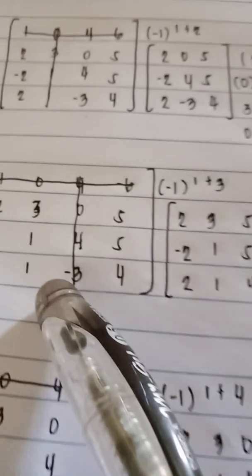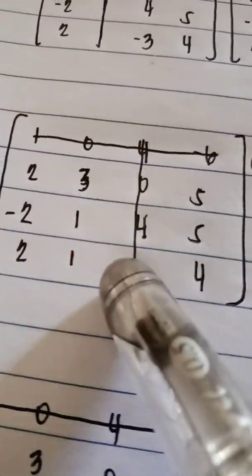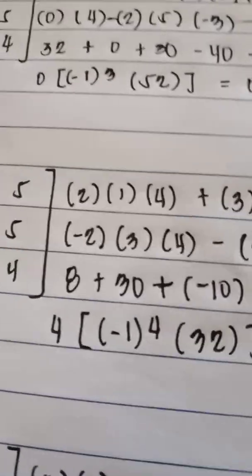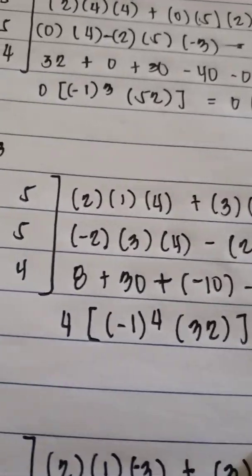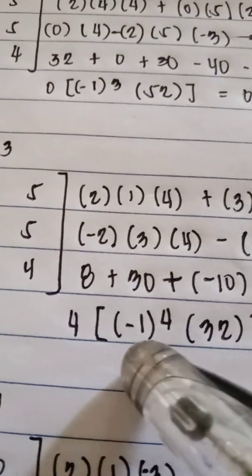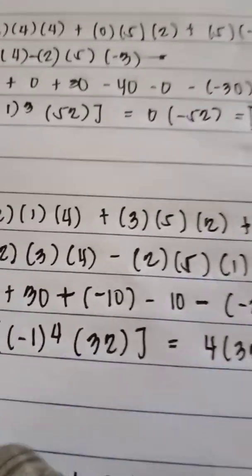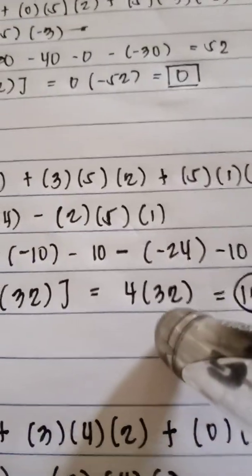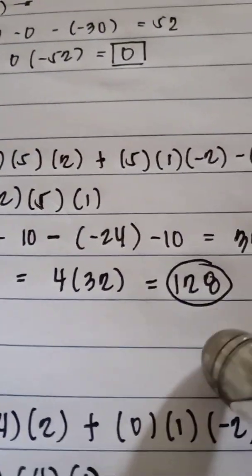So in order to get the determinant of this one, we will use this. The 4 is because that is where the row and column intersect here. So negative 1 to the power of 4 times the determinant for this, which is the 32. So negative 1 to the power of 4 is equal to positive 1, times 32 is equal to 32. So 4 times 32 is equal to 128. So 128 is the determinant for this. So next.